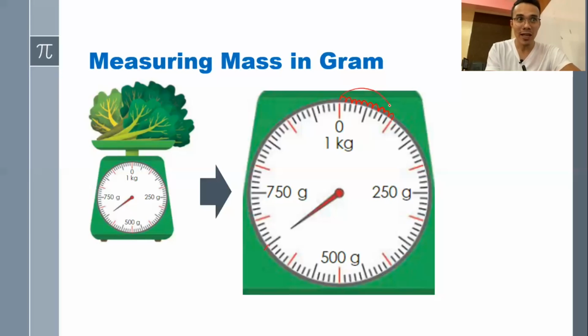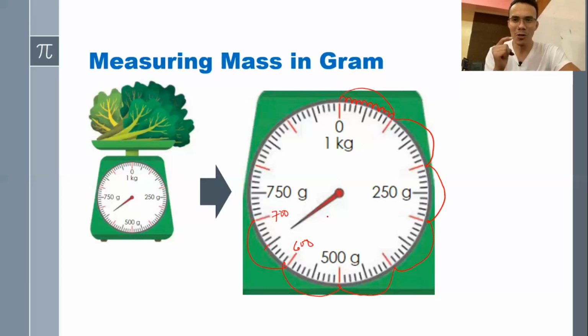0 to the next red mark is 100 grams, 200 grams, 300 grams, 400 grams, 500 grams, 600 grams, and 700 grams. We can say that the mass of the spinach is between 600 grams and 700 grams.